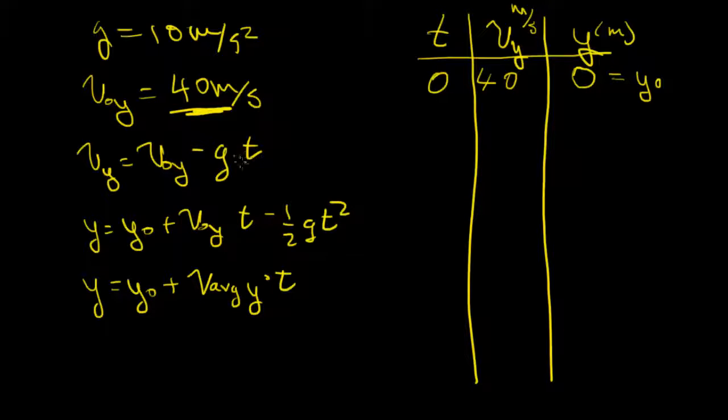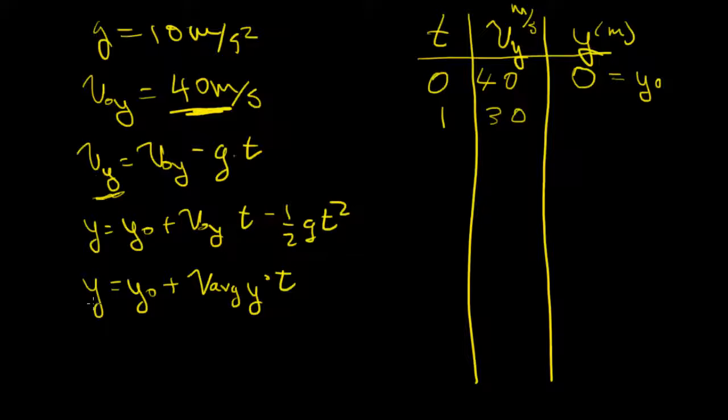And so now we want to know what it is at 1 second. Well, at 1 second, if we look at our y velocity equation, v sub y is equal to v naught y minus g times t. Well, g is 10 meters per second squared, and time is 1 second. So it's 40 meters per second for our initial y, minus 10 meters per second squared times 1 second, or 30 meters per second. That's at t equals 1 second.